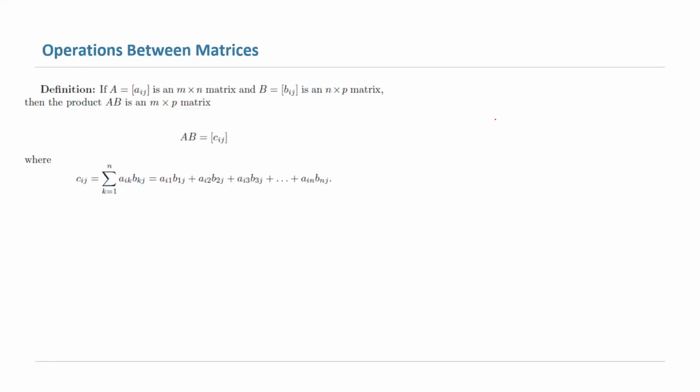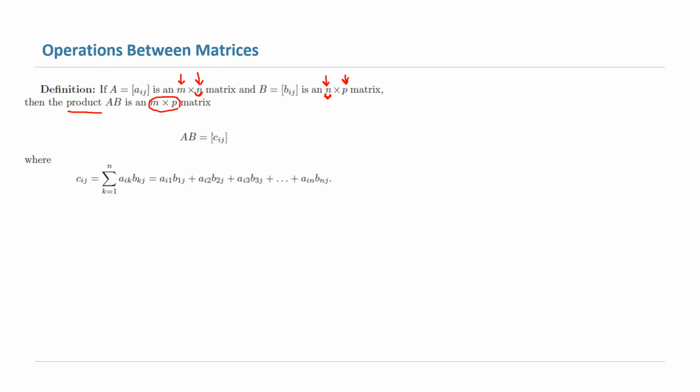The next operation between matrices is going to be matrix multiplication. So if you have two matrices like A and B, given that A is of size M by N, and the second matrix B is of size N by P. Guys, take a look. The number of columns of the first matrix is the same as the number of rows of the second matrix. Then you're allowed to form their product AB, which is going to be an M by P matrix. Super important.